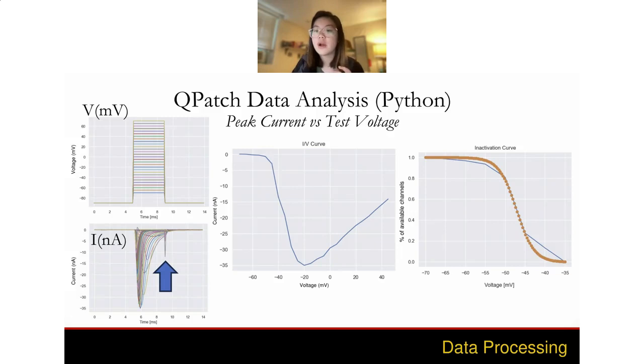So for example, here on the x-axis I have voltage, on the y-axis I have the percentage of available channels, with 100% being at the top, 0% being at the bottom. And we see that as we increase the voltage of the test, as we increase the test pulse to say negative 40 millivolts or negative 35 millivolts, there are no channels that are available to open in this tail current.